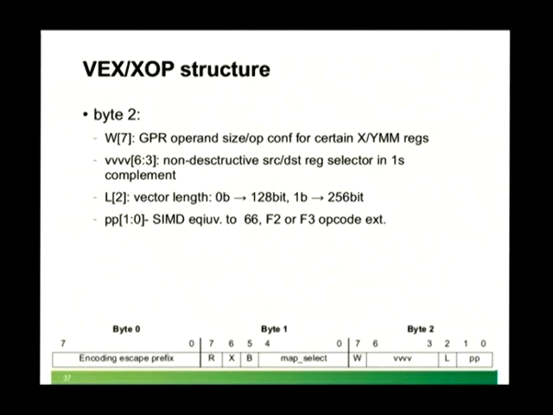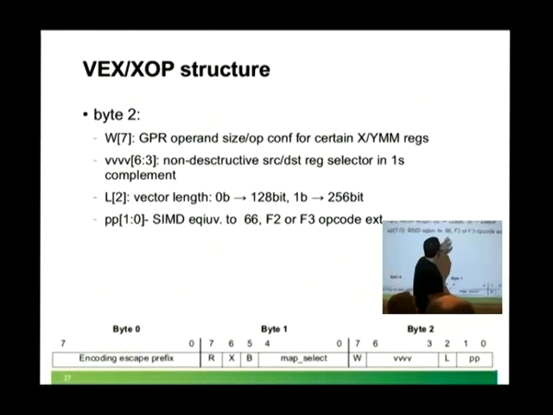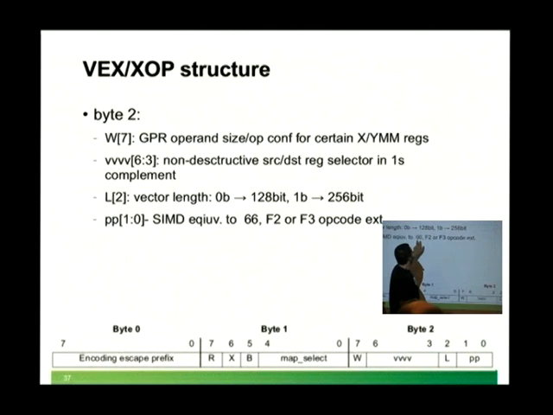But like the third byte, that's the width bit from REX. And those 4 bits select the source or destination register, also in ones complement. The vector length, if it's a 0, it's 128 bit, and if it's a 1, it's 256. And the last 2 bits select those prefixes.